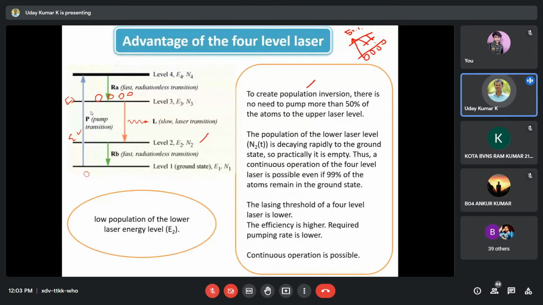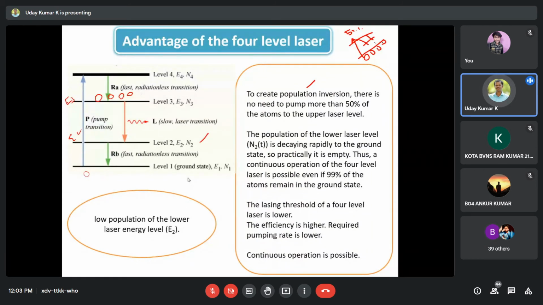See, in the 3-level laser, as I said, at least 50% of the atoms should be sent to the higher energy level to achieve population inversion. Okay, you agree with me, right? Now imagine all the atoms are in the ground state, and only 1% of the atoms are pumped to the higher energy level.